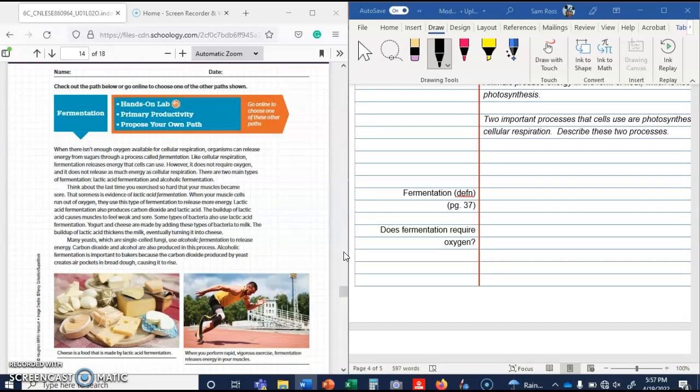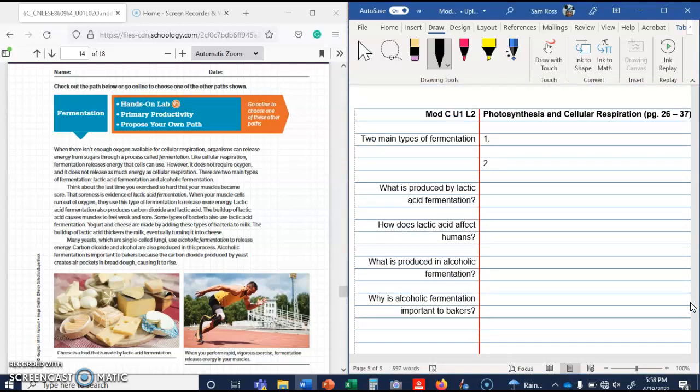Here we go, fermentation. So when there isn't enough oxygen available for cellular respiration, organisms can release energy from sugars through a process called fermentation. So that's your definition of fermentation. Does fermentation require oxygen? It does not require oxygen, and it does not release as much energy as cellular respiration. So your answer to that would be no.